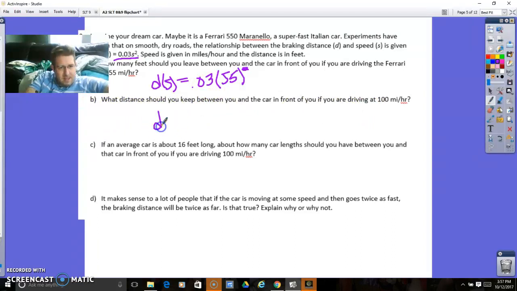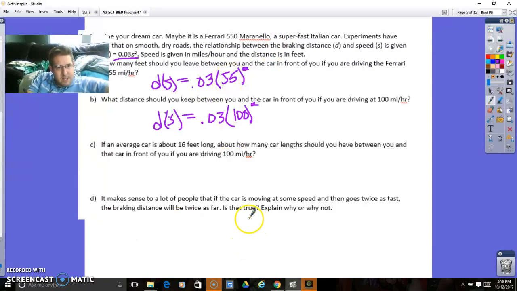So that's d of s. Your answer is found by taking 0.03, multiplying it by 100 squared. Now I don't need a calculator for this one, so 100 times itself would be 10,000, and then 0.03 times 10,000 would be 300. So it takes 300 feet in order to stop the car going 100 miles per hour. Now, like I said before, I know the other one was about 97 something.